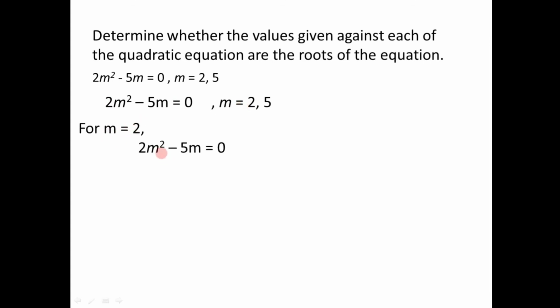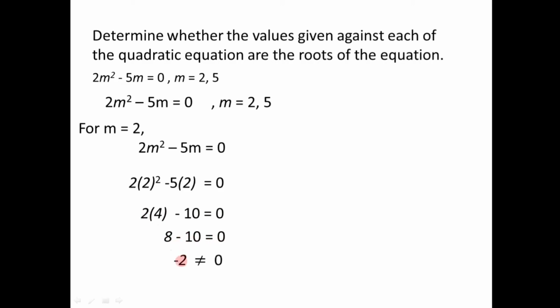For m is equal to 2, the given equation 2m square minus 5m is equal to 0 will become 2 into bracket 2 square minus 5 into m, that is 5 into 2 is equal to 0. So 2 into 2 square is 4 minus 5 into 2, that's 10, is equal to 0. 4 into 2, that's 8, minus 10 is equal to 0. 8 minus 10 is minus 2, which is not equal to 0. So when we substitute the variable m by 2, we can observe that both sides of the equation are not equal. Therefore, m is equal to 2 is not the root of the given equation 2m square minus 5m is equal to 0.